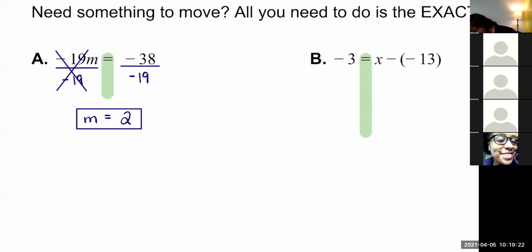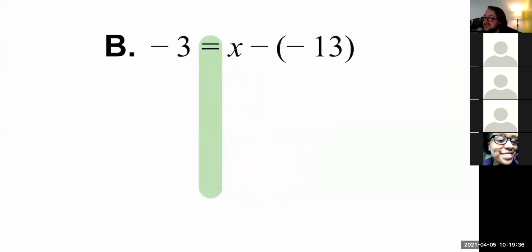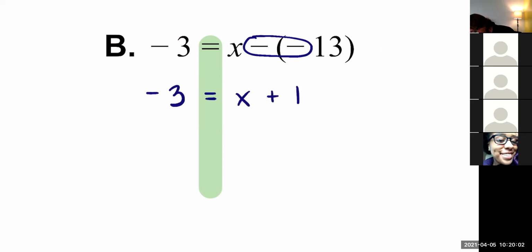I'll prep the second one here. I'm going to give myself a little bit more space. Technically, this is a one-step equation. However, I'm going to make a personal recommendation. Anytime there's a double sign, I highly recommend taking one additional step to clean it up before you go into solving. And in this case, minus a negative is the same as a positive or addition. So I could rewrite this same equation as negative 3 equals x plus 13.